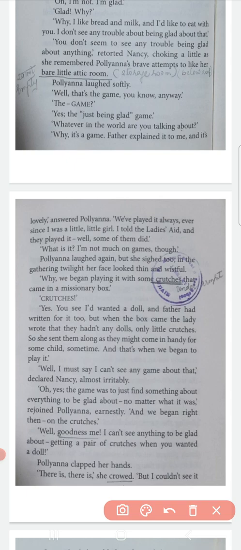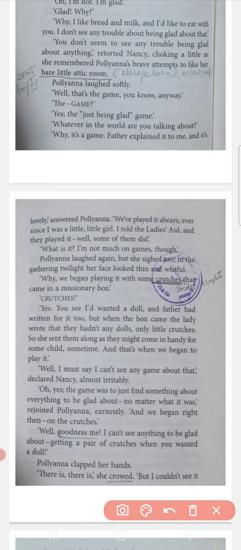Why, we began playing it with some crutches that came in a missionary box. Here we have used the word crutches. Crutches means underarm, underarmpit. In Hindi, if you say baisakhi, you understand baisakhi, जिन लोगों के पैरों में प्रॉब्लम होती है, नहीं चल सकते, they used to take these crutches in their hand. This is called underarm pit.